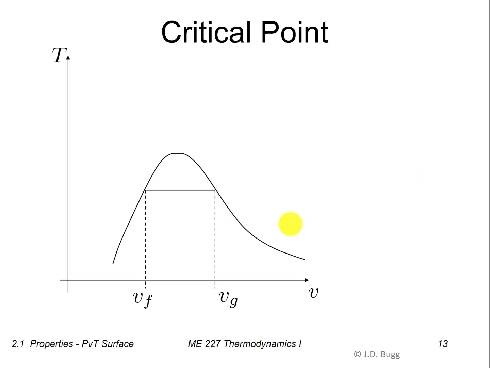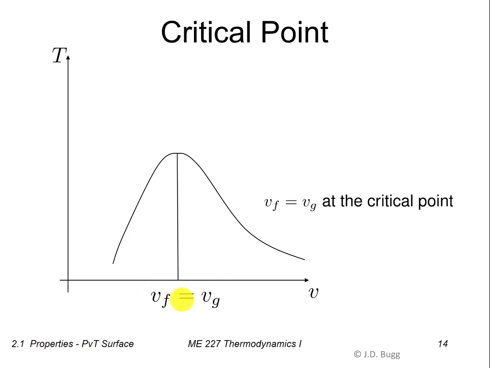Next thing we want to talk about is the critical point. So we've seen this sketch lots of times. We show a line of constant pressure here slicing through our liquid vapor region, Vf and Vg. Well, as we go to higher and higher pressures, Vf gets bigger and Vg gets smaller until at the critical point, Vf is equal to Vg. So that's an important thing that happens at the critical point. Vf and Vg become the same.